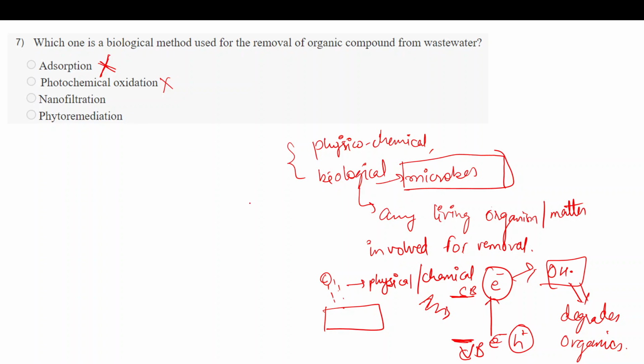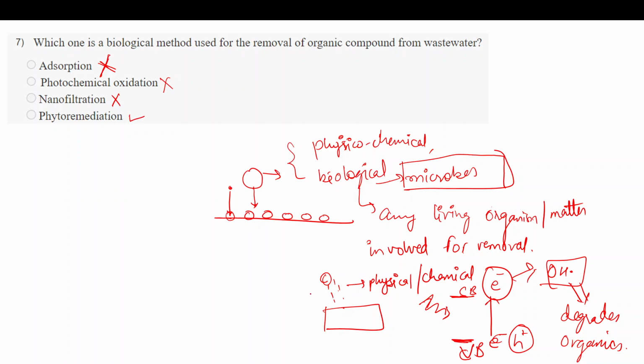Next is nanofiltration. Nanofiltration is a membrane process where you are using a membrane which has pores on it. Whatever pollutant has size smaller than the pores will pass, and whatever is bigger will be excluded. So it is also a physical process because it does not involve any living organism. It just involves size-based separation. So this is also not correct. Now only the last option is left, so this should be correct.